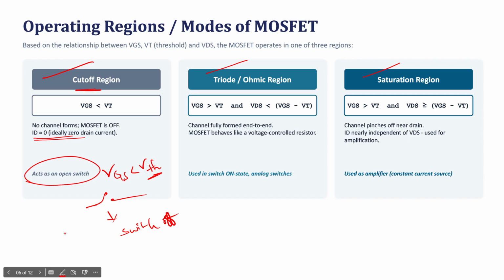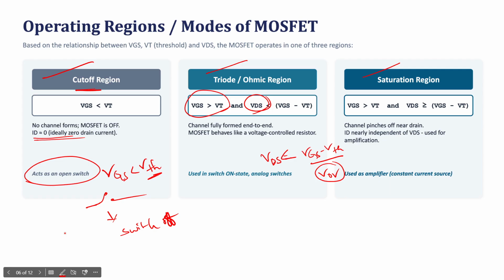So coming to the triode region. VGS is greater than the threshold voltage, and then VDS is less than VGS minus VTH. Whatever the drain to source voltage is, if it is less than VGS minus VTH, we call VGS minus VTH the overdrive voltage, VOV. We can understand it properly in the next video. But this is the condition for the triode region.